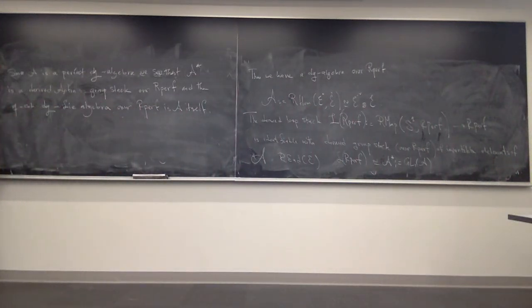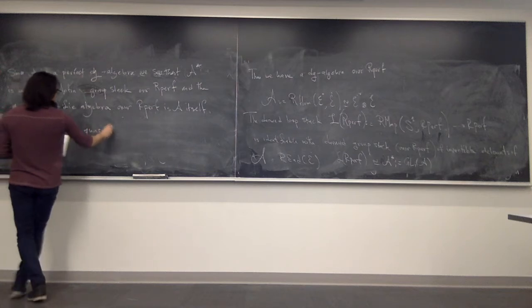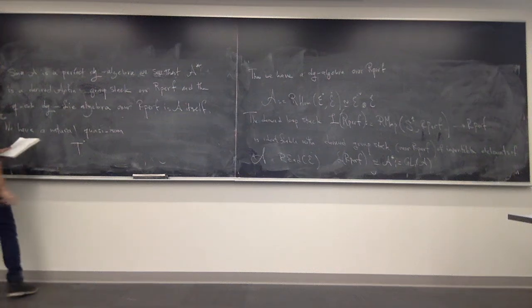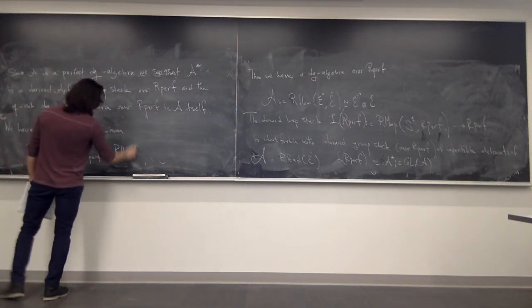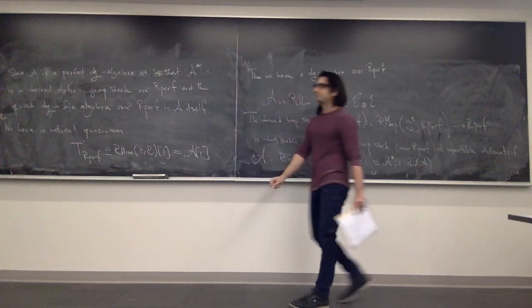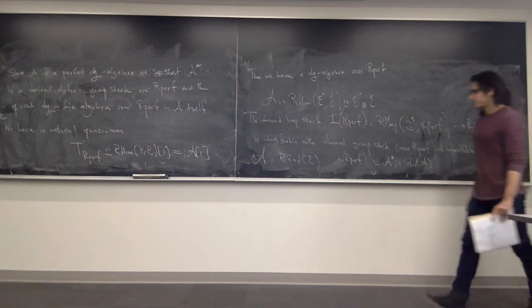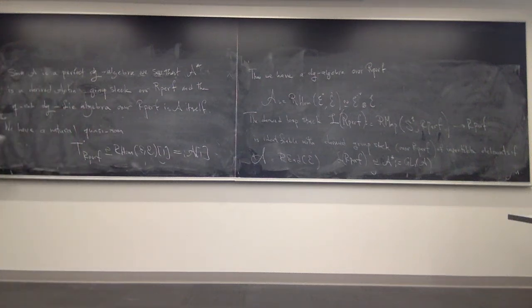So this actually tells us that we have a natural quasi-isomorphism from the tangent stack or tangent bundle of our curve to R on CE1, which by definition is A shifted by 1. But we have seen this before.